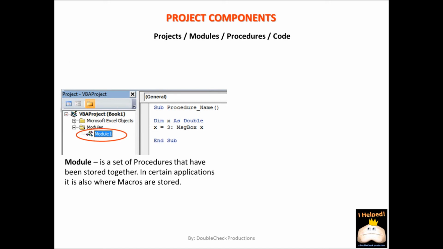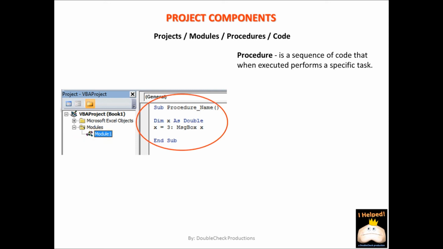It's a project. Your module is a component of a project. You can have multiple modules. It's within the modules that we do all of our coding. That's where your procedures are going to be, such as macros, sub-procedures, and functions. Within each module is going to be a procedure or multiple procedures. This is your coding that allows you to perform specific tasks or return specific values in the case of a function.